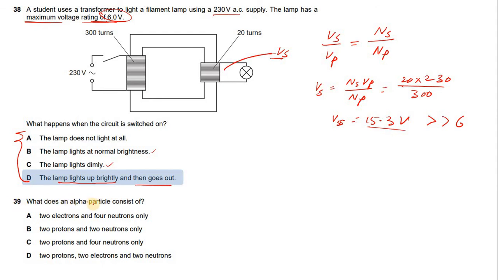Question 39. What does an alpha particle consist of? A typical question on the nature or structure of an alpha particle. An alpha particle consists of 2 protons and 2 neutrons. So 2 protons and 2 neutrons only. Option is B.